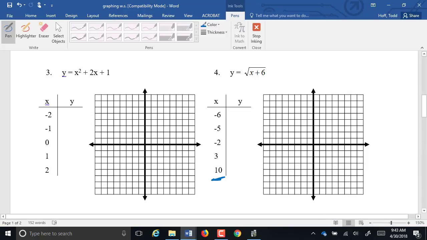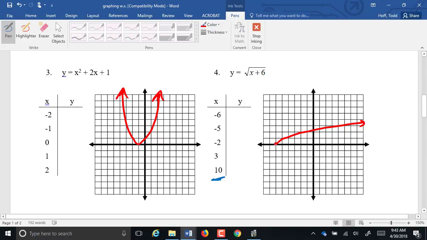So let's take a peek here. Number 3 here, y equals x squared plus 2x plus 1. It's going to look something like that. Number 4, y equals the square root of x plus 6. It's going to look something like that.